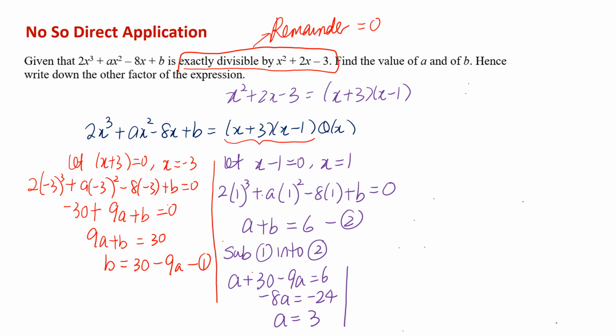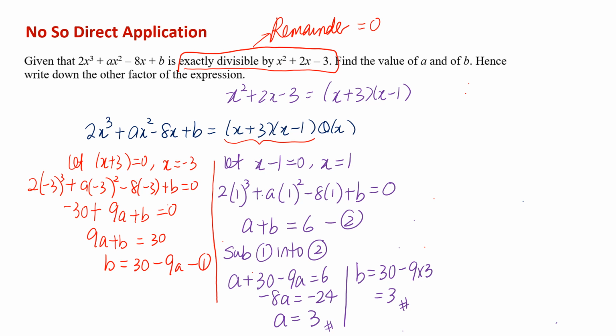So after you found the value of A, what do you do? Yeah, of course, you're not going to put it in your pocket lah. Anyway, it's not valuable. So you're going to substitute A equals to 3 into equation 1. And B will be 30 minus 9 times 3. So 30 minus 27, that will be 3. Oh, so A is 3, B is 3. Alright, so we found the values of A and B.